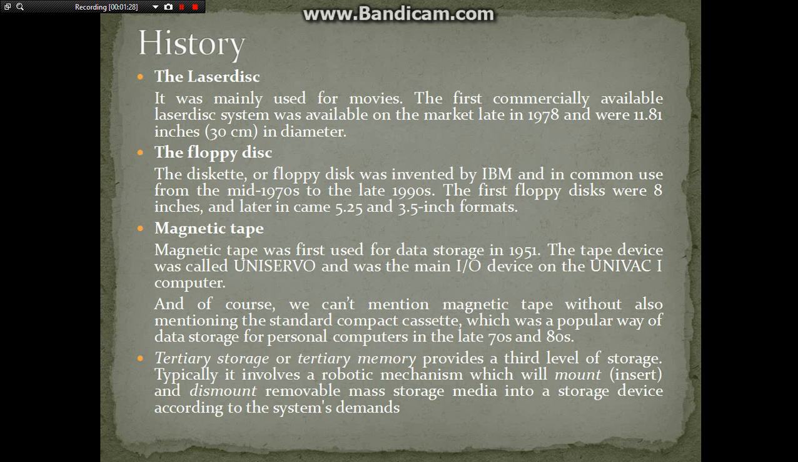The magnetic tape was first used for data storage in 1951, and of course later the standard compact cassettes were a popular way of data storage for personal computers. And this tertiary storage or tertiary memory provides a third level of storage, which are removable mass storage media.